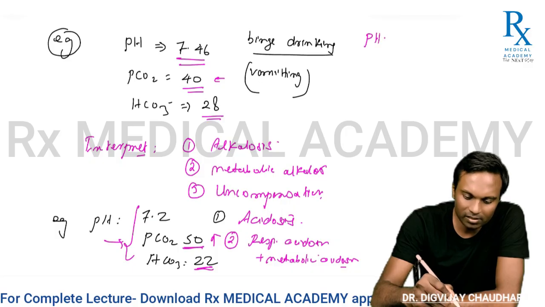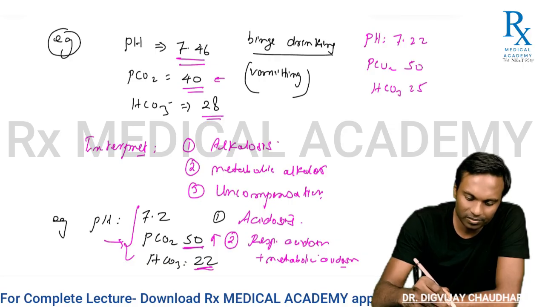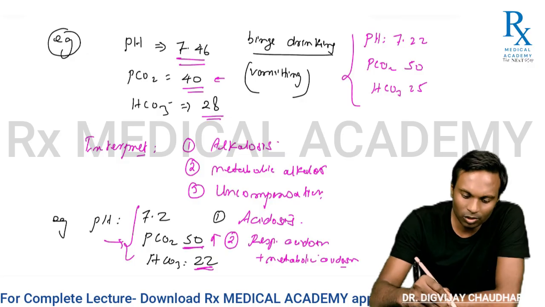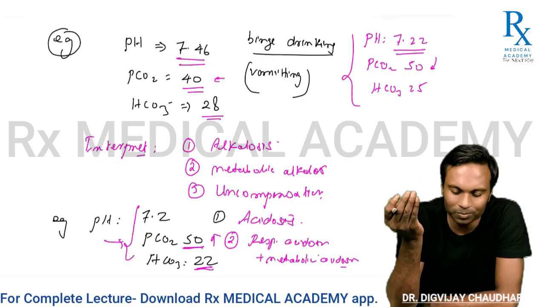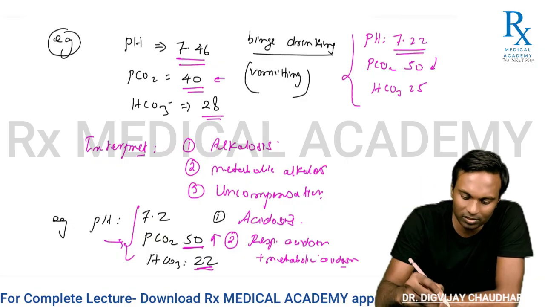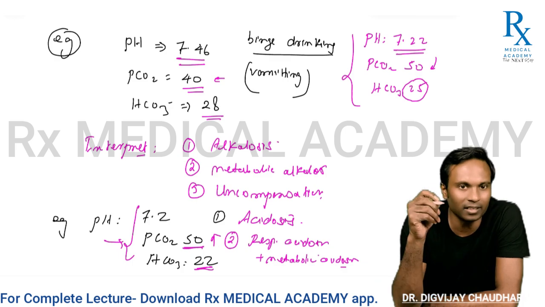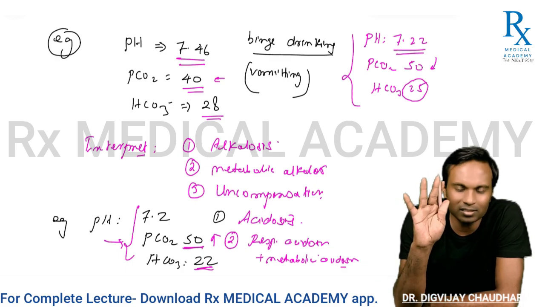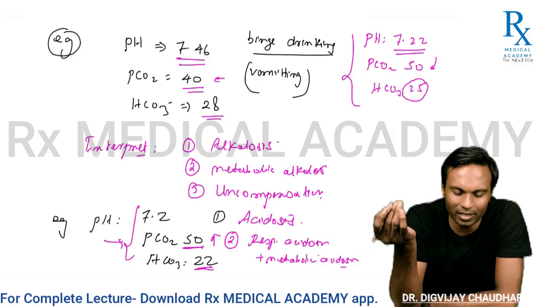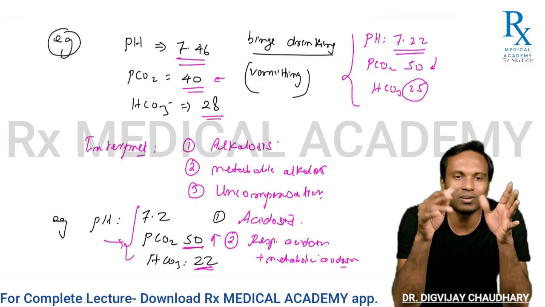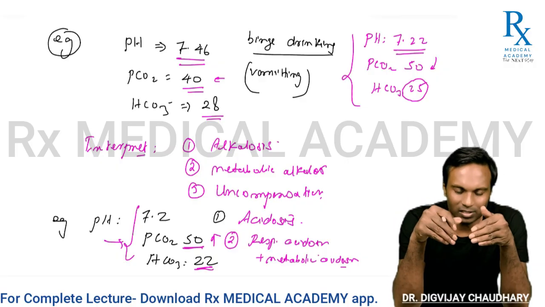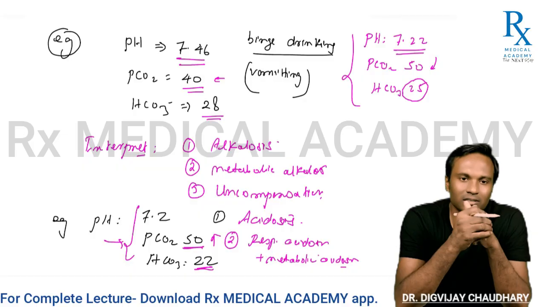Suppose someone's pH is 7.22, PaCO₂ is 50, bicarb level is 25. Now the interpretation will change. First of all, this will result in acidosis, and this acidosis is due to high PaCO₂. So this has to be respiratory acidosis, and bicarb is trying to compensate for it. It is more than 24. So you can label this case as partially compensated respiratory acidosis. I hope you guys got my point. I have a lot of things to teach in the next part of the lecture, so I would like to stop at this point. Just go through this lecture once again, and we will take up the next part very soon.